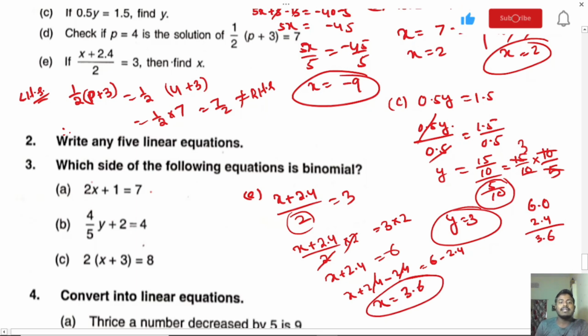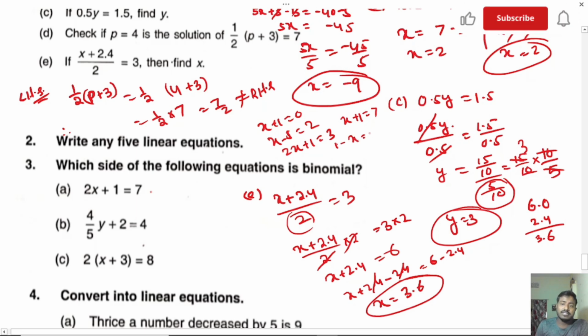Okay, now write any 5 linear equations. Same, we can write x plus 1 equal to 0, x minus 5 equal to 2, 2x plus 1 equal to 3. Okay, then x plus 1 equal to 7, 1 minus x equal to 3. Any 5 linear equations you can write.